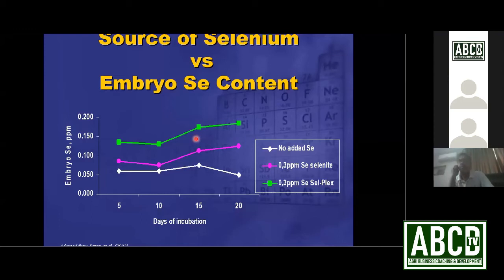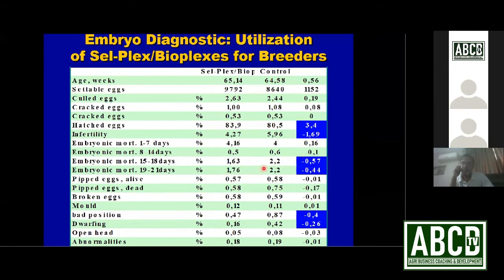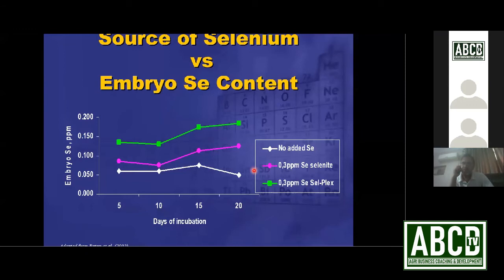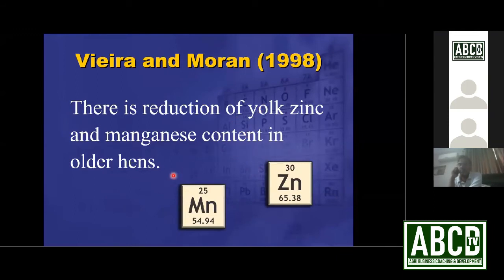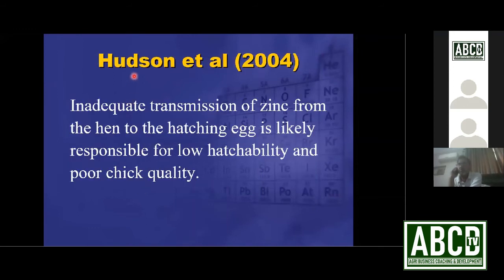And by being protected, you need to have more selenium inside the egg. And this is maybe the reason why if you use Cellplex in the breeders, you will protect more of the embryo. And in this case, you'd have less mortality in the late period of embryo development. That means the chick, the embryo, is more protected. Some other observations from the literature tell us that there is a reduction in yolk zinc and manganese content in older hens. And some other investigator said that the inadequate transmission of zinc from hen to hatching egg is likely responsible for low hatchability and poor chick quality.